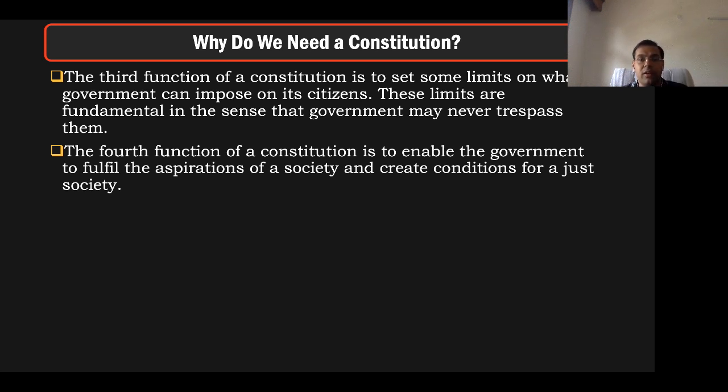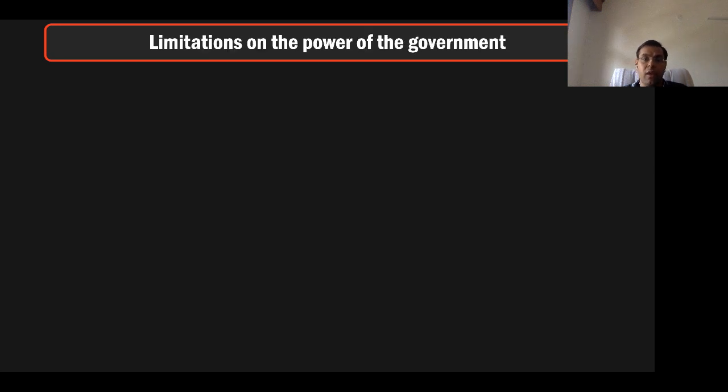This is why we need a constitution. So having understood all of this, we have understood the functions as to why the constitution is required. Why do we need a document like the Constitution of India? I hope you are able to understand everything that we have done so far. So when we talk about such things, what are the limitations on the power of a government? What are the various limitations on the power of the government?